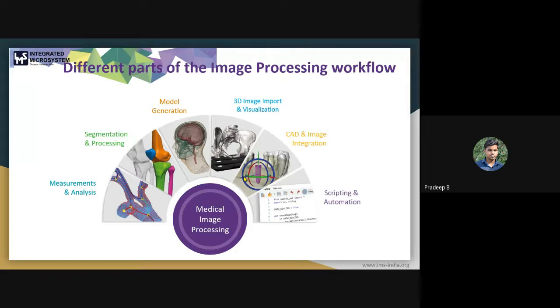Now we will see the different parts of the image processing.